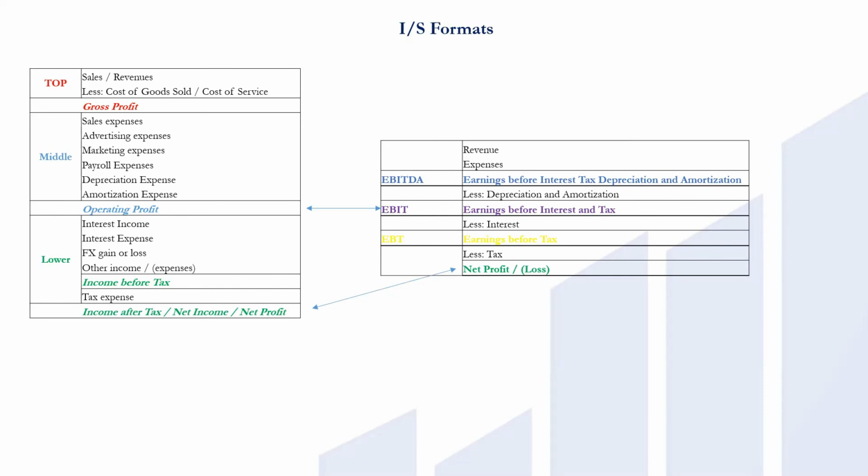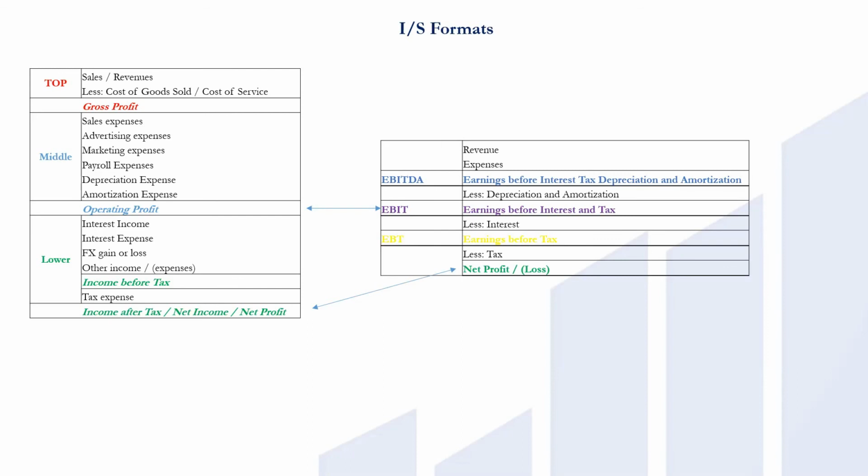The second format starts with listing revenues and expenses. We put all the revenues and all the operating expenses up until we reach a figure called EBITDA. So revenues minus expenses will yield EBITDA, and EBITDA stands for earnings before interest, tax, depreciation, and amortization. After we get to EBITDA, we take out the D&A, which are depreciation and amortization, and we get the EBIT, which stands for earnings before interest and tax.